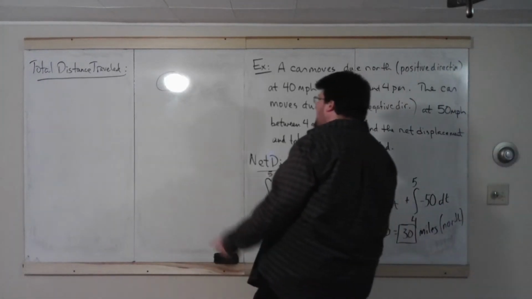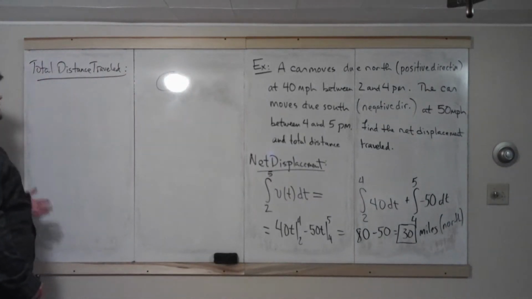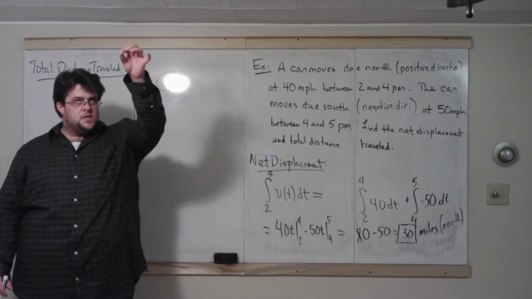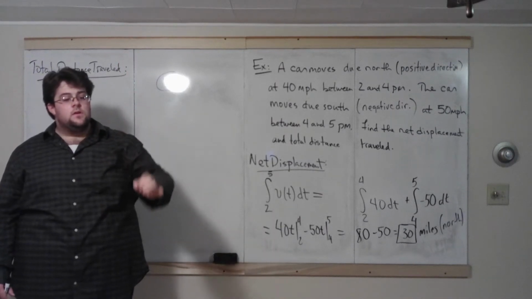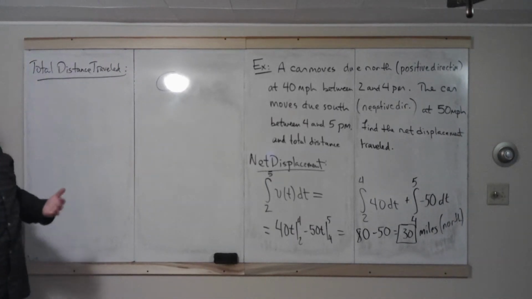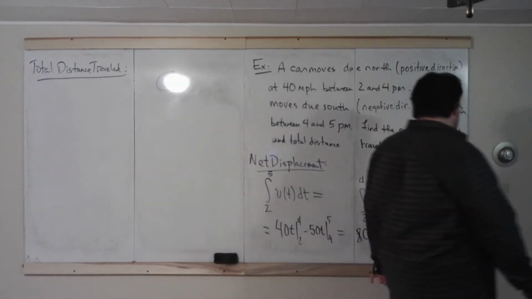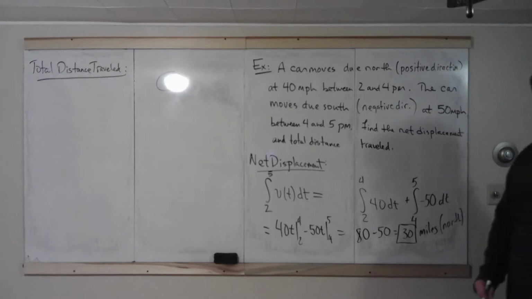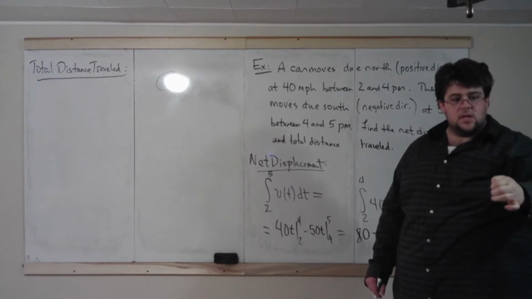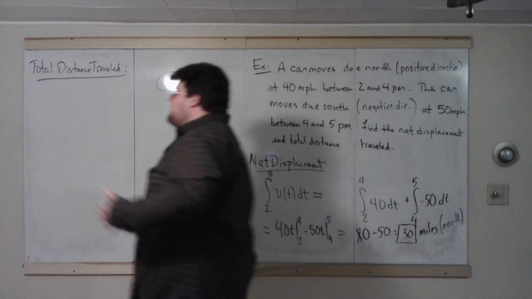But how can we use an integral to find the total distance traveled? Well, the net displacement wanted us to treat walking backwards as a negative. It was 80 minus 50. That's what net displacement wanted to happen, and it did. The velocity when you walk backwards is negative. What does total distance traveled want? Well, total distance traveled wants positives to count positively and negatives to count positively. What can we do to make negatives count positively?